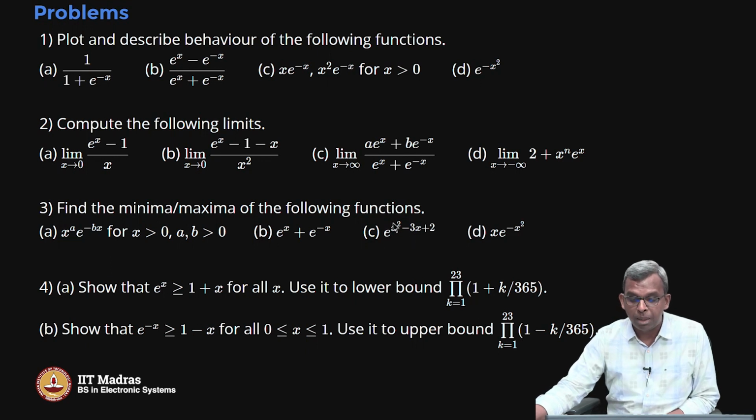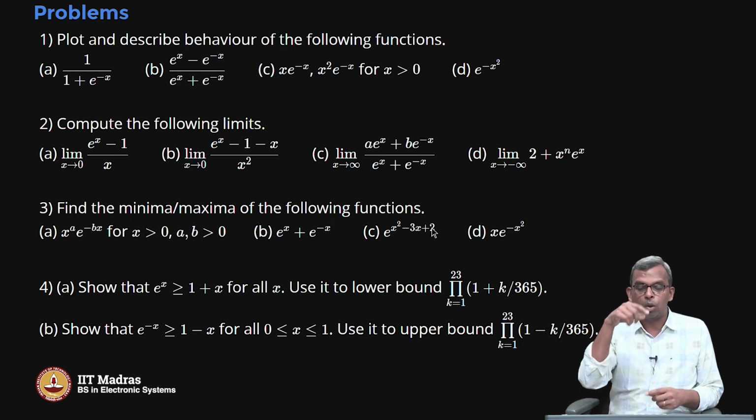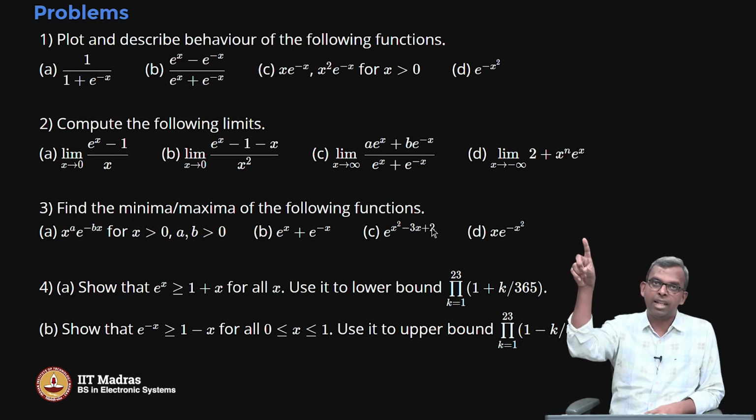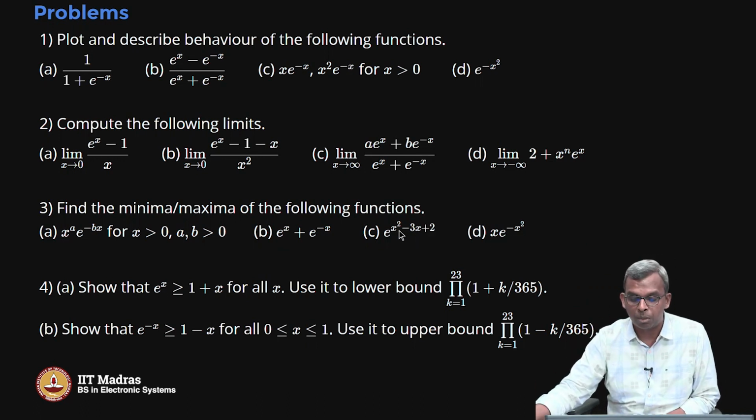Here you have another function, e power a quadratic. The important thing to remember is e power anything is an increasing function of that quantity. So x squared minus 3x plus 2 is a parabola which will go off to infinity for low x, infinity for high x, and it will reach a minimum at some point. You can even figure out what that point will be. If you differentiate this, it will be 2x minus 3. So at 3 by 2, it will reach a minimum.